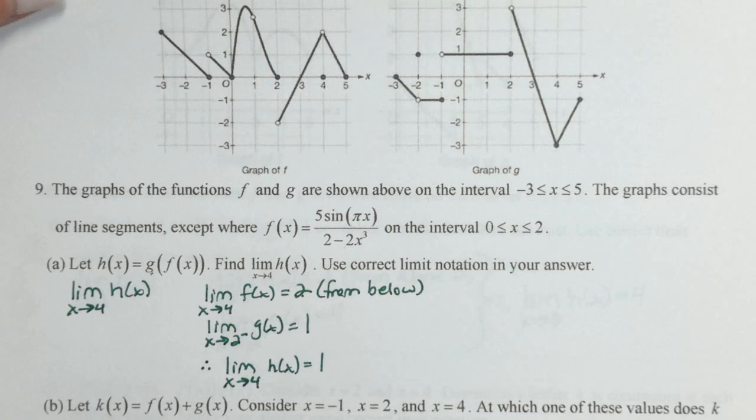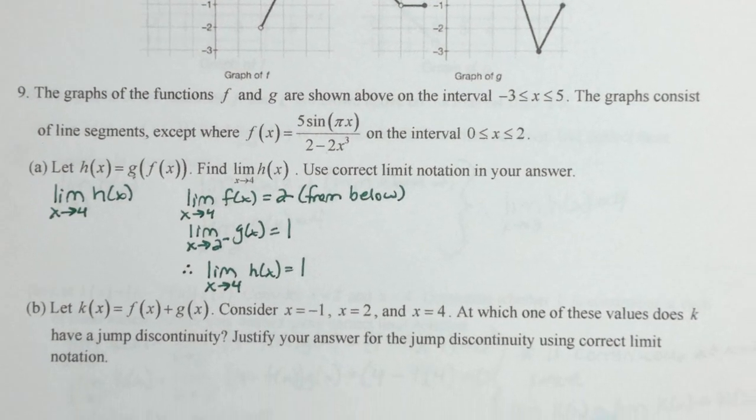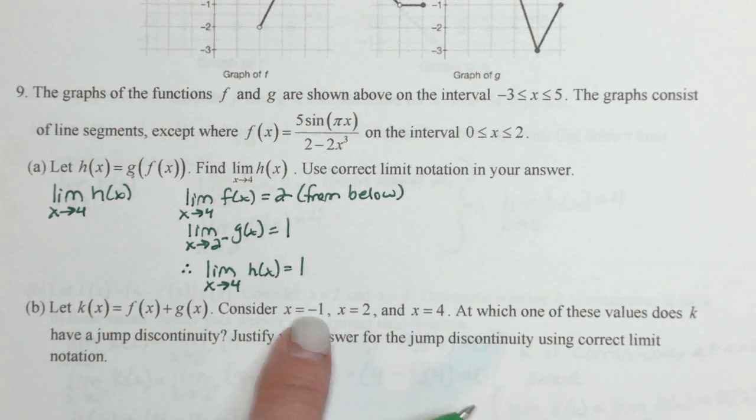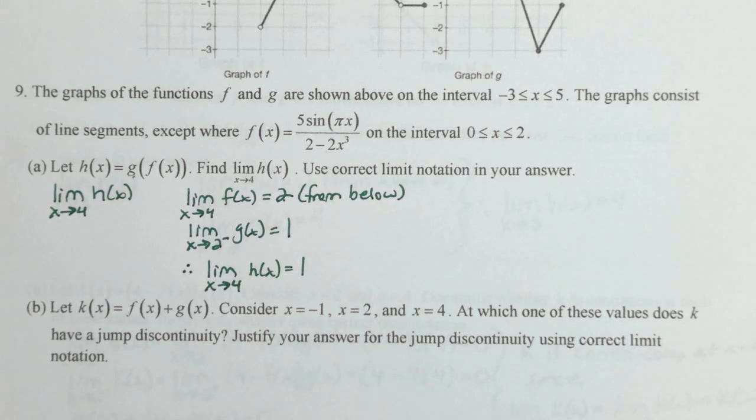That's what I'm expecting from you guys, okay? Let k equal f of x plus g of x. Consider x is equal to 1, 2, and 4. At which one of these values does k have a jump discontinuity? A jump. Justify your answer for the jump discontinuity using correct limit notation.